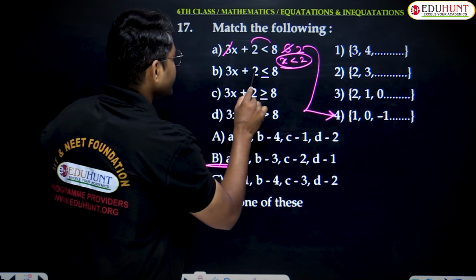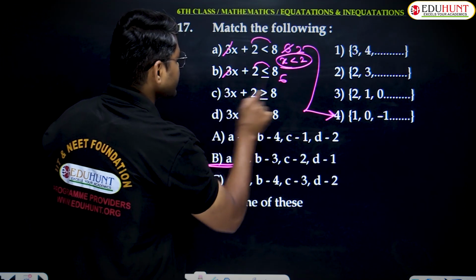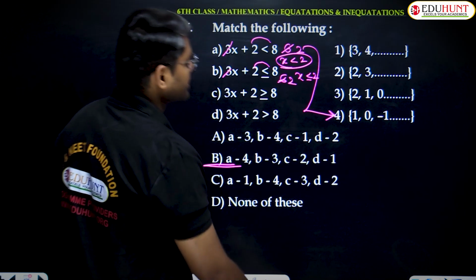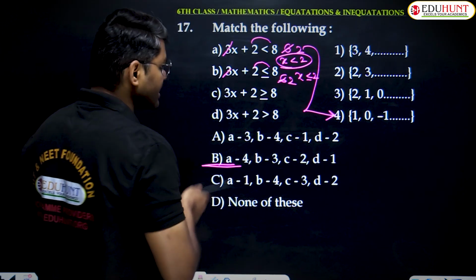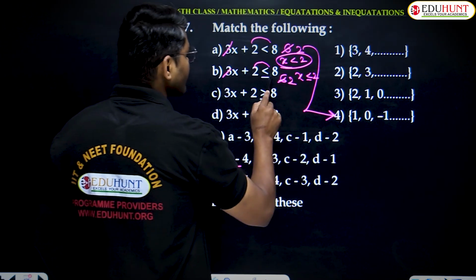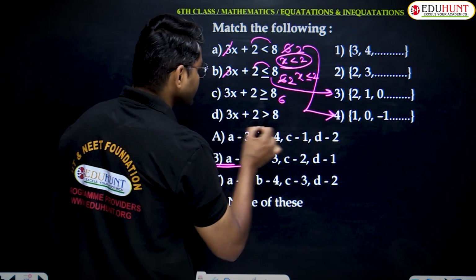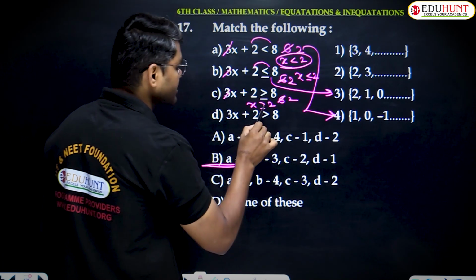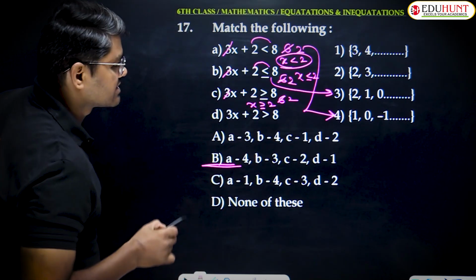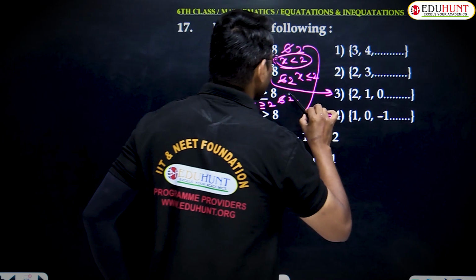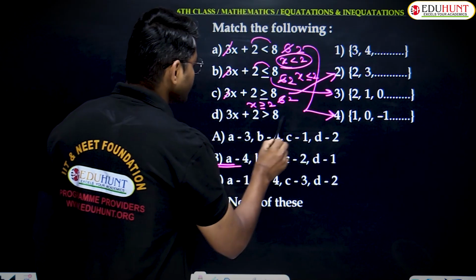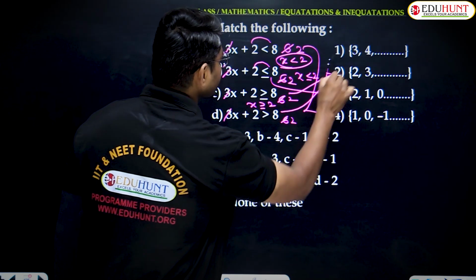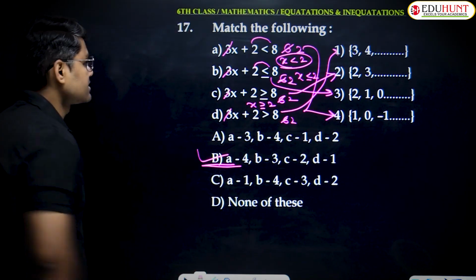Let's solve this one also. This becomes 6, 3 ones, 3 twos. That means x less than or equal to 2. X is equal to 2 and less than 2. B, we can go with this option. This is 6, 3 ones, 3 twos. X greater than or equal to 2. X is equal to 2 and greater than 2. So we can go with this option. So the last option is, this is 6, 3 ones, 3 twos. Greater than 2, that is this option only. So finally we got the answer B.